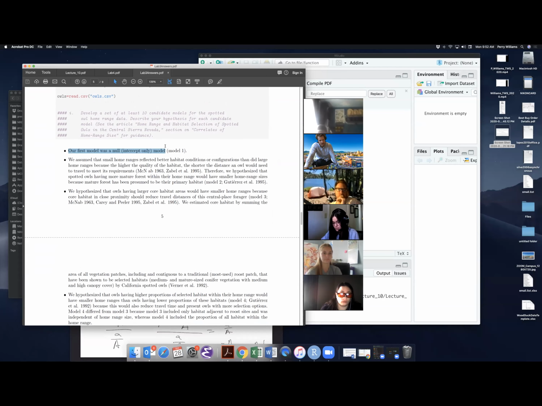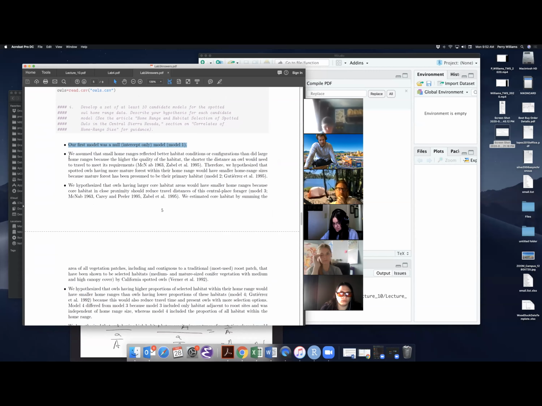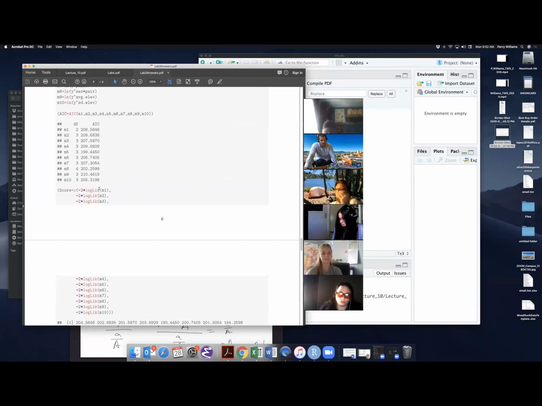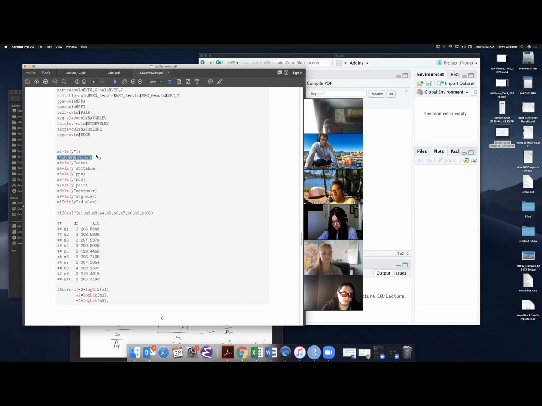Our first model is the null, intercept only model. That doesn't need a lot of description. Let's go to our model first to see what model we're describing. Our first model is the intercept only model. Our second model relates home range size to the proportion of mature habitat, so this is old growth mature forest within a spotted owl home range.